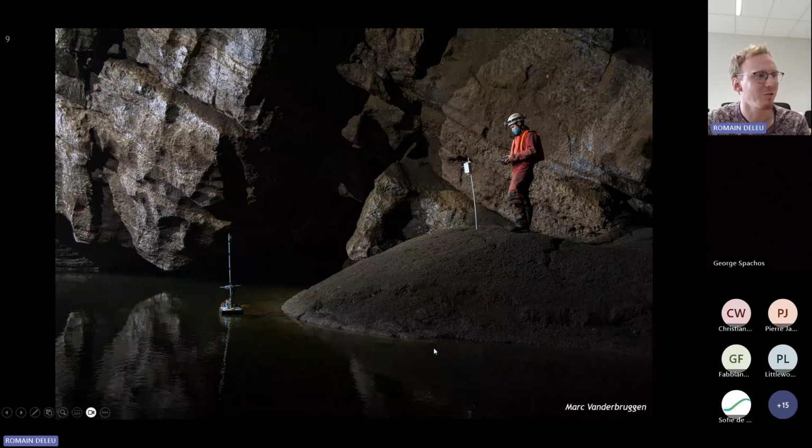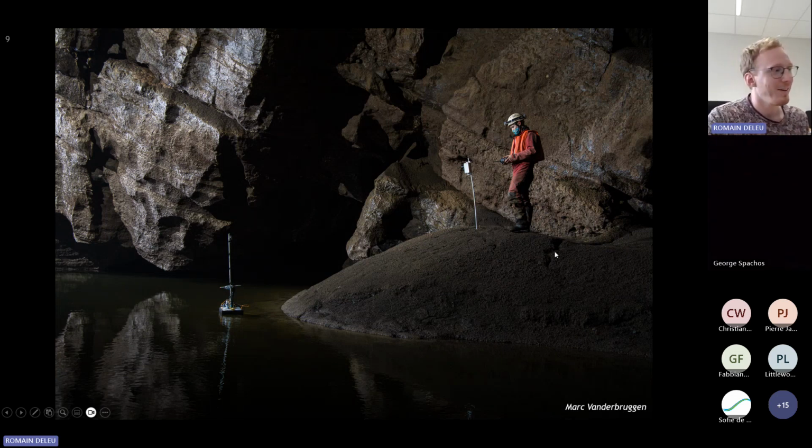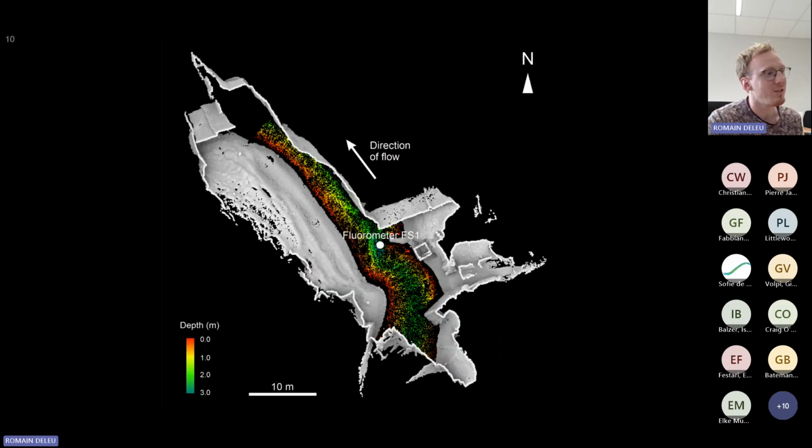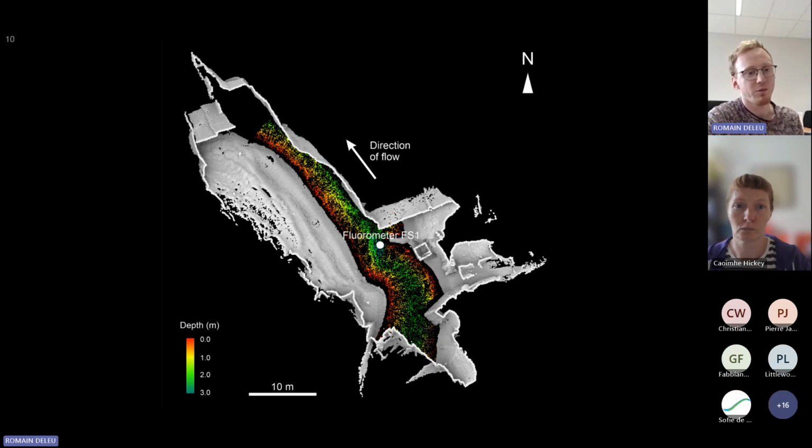This is a speleologist from Ghent. They designed a boat with a sonar on it that can measure depths at a high frequency. And the speleologist there just controls the boat. He's a skilled pilot. And so we can get this kind of result where you can see the depths in the colored dots here. And you can see this is the location of the fluorometer FS1, which I told you about just before. For example, in this section, the values we have from the calibration match correctly the actual measure we have of the stream section.